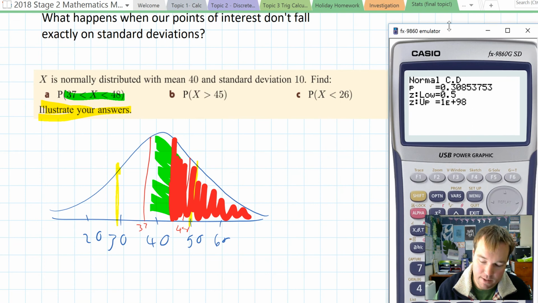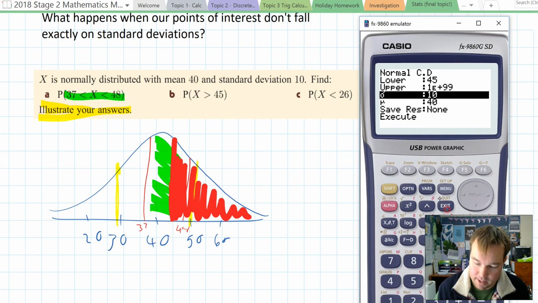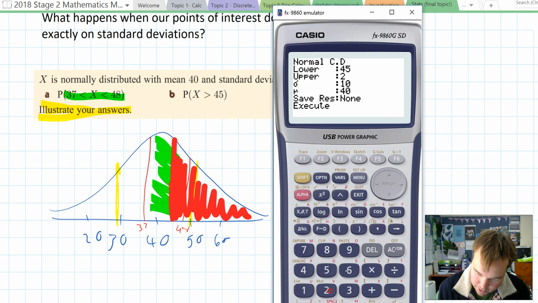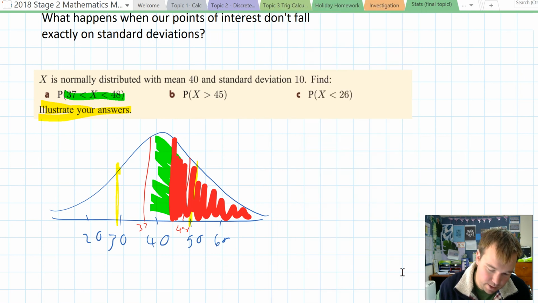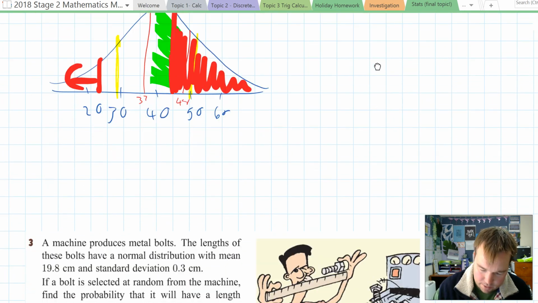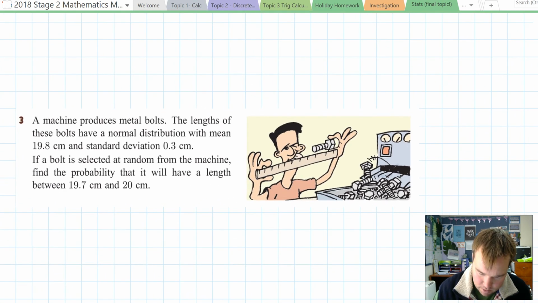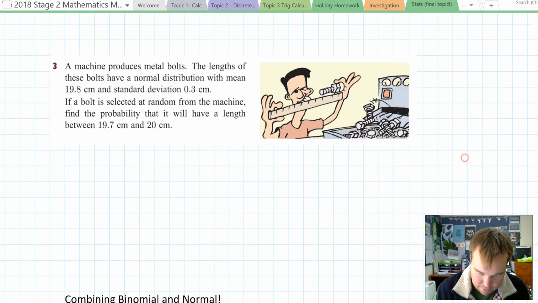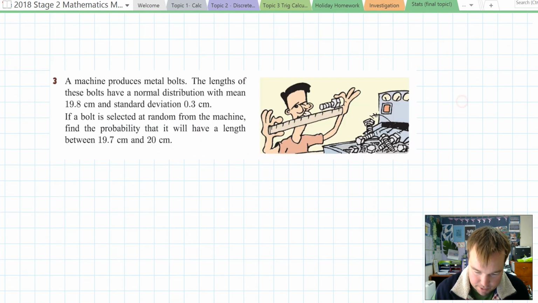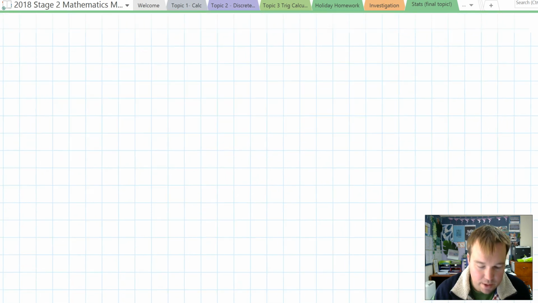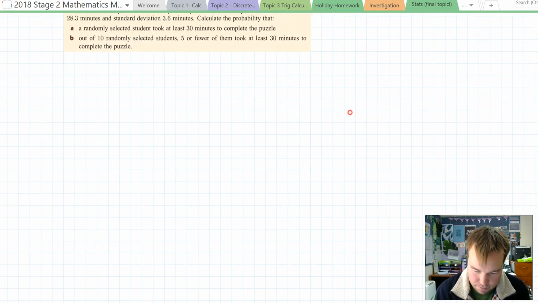And similarly again, less than 26, we can go in there, make the upper 26. Lower negative 1 E99 is 8%. So the probability of being less than 26 is 8%. Alright. Honestly, I think I've had enough time doing this, so I'll skip that one, but there is one more I'd like to show you. We can combine normal and binomial distributions, and these do come up.